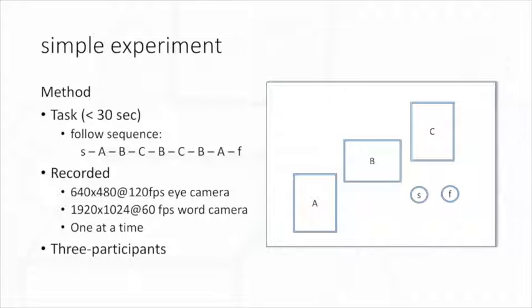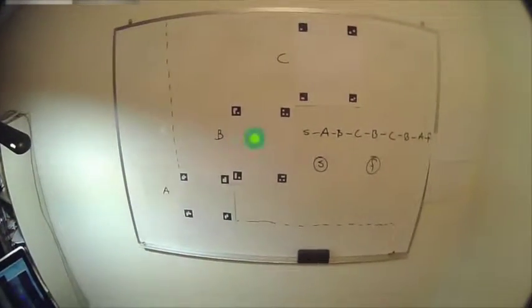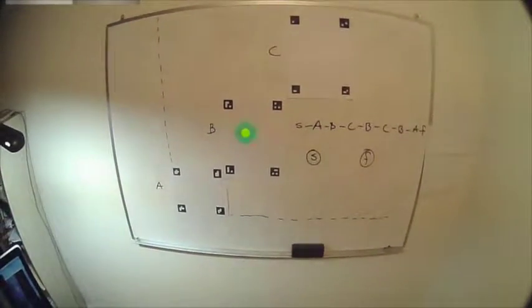Let's consider a simple task. Three participants are asked to look at the vertical screen and follow the given directions. It's very straightforward. They should gaze at areas A, B, C by following the sequence provided. Each run took less than 30 seconds. We ran single participants at a time, then synchronized runs.